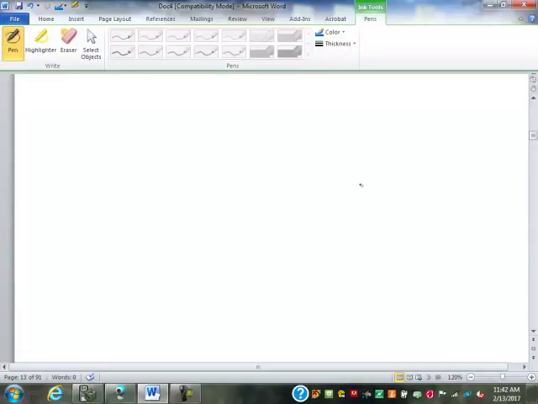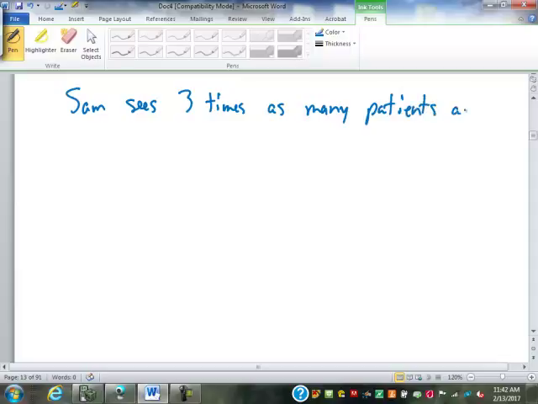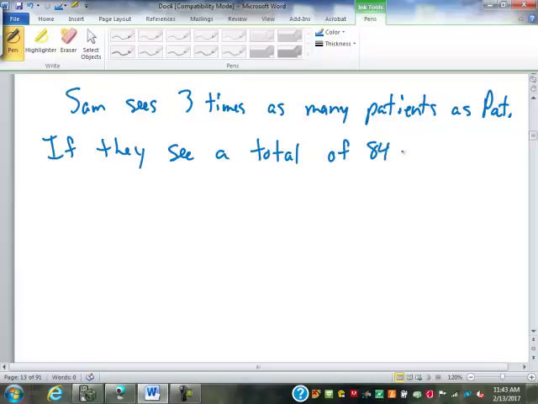So let's look at a fairly simple one here. Let's say that Sam sees 3 times as many patients as Pat. If they see a total of 84 patients, how many did each see?